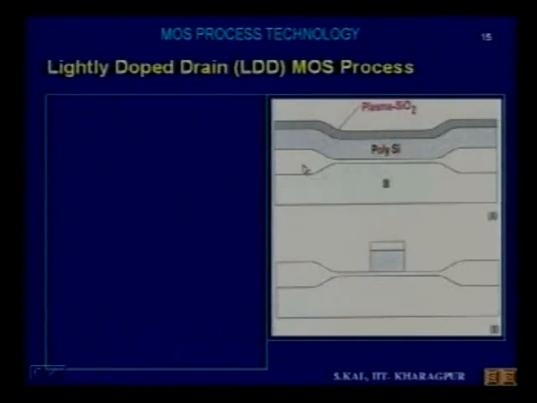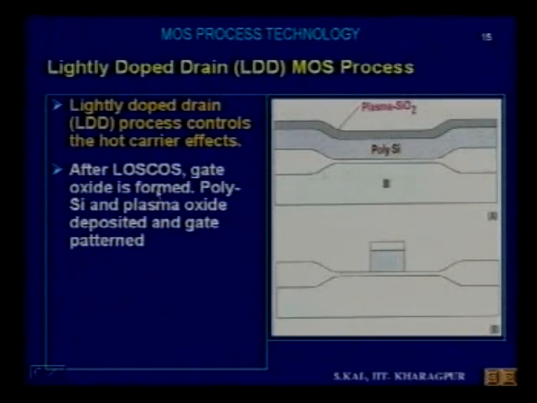That is the main objective. So now in the diagram you can see the lightly doped MOS process. The first process is LOCOS, because in a standard MOS or CMOS process we follow the local oxidation of silicon. Here is a spelling mistake, it will be LOCOS, the S is redundant here. So after LOCOS, gate oxide is formed, polysilicon and plasma oxide are deposited, and the gate is patterned. LOCOS means this oxide is formed here and here, that means this field region. In the field region you have grown a thick oxide.